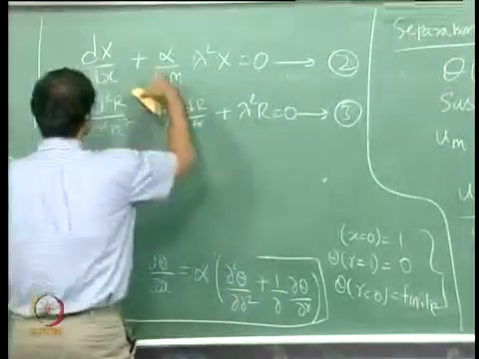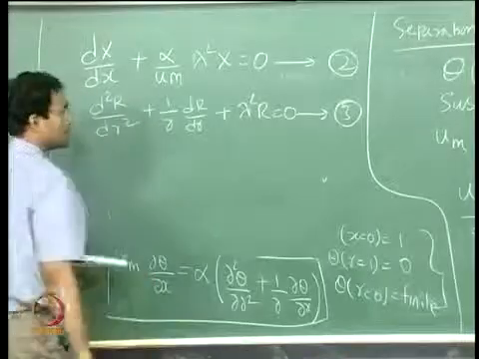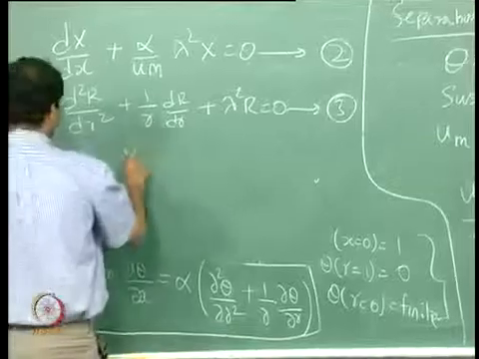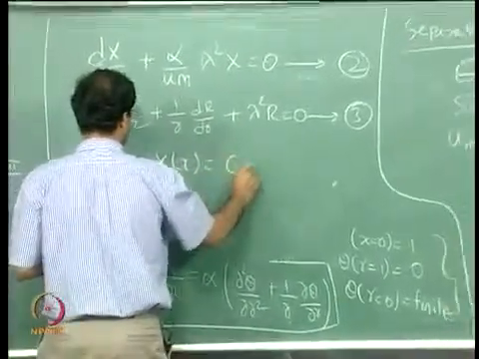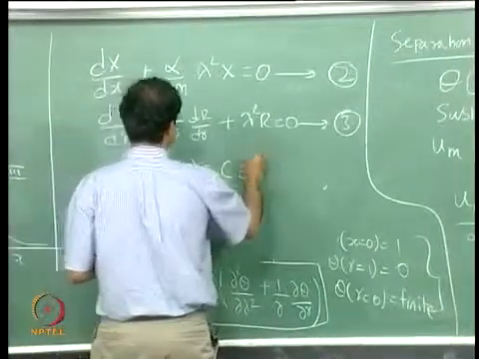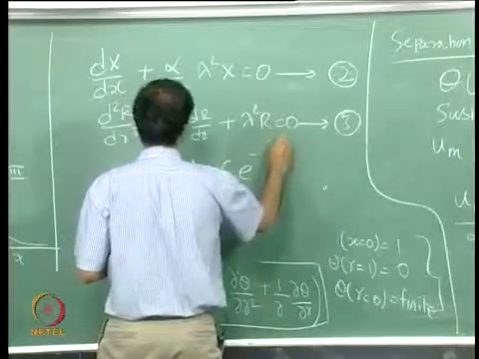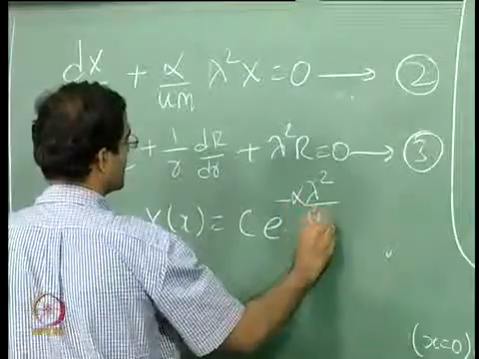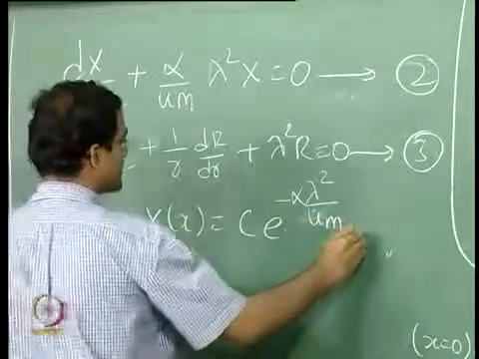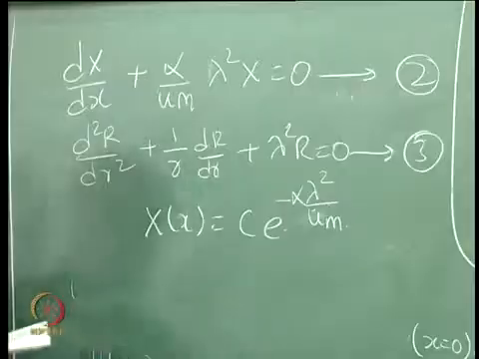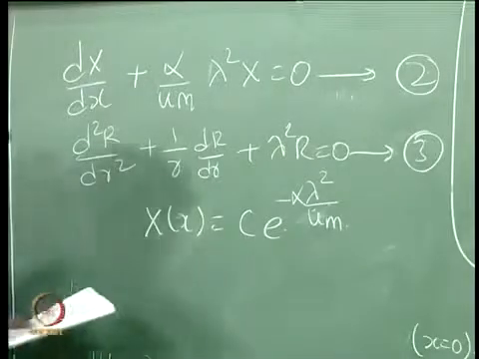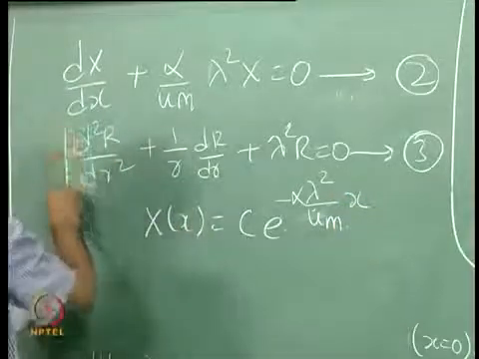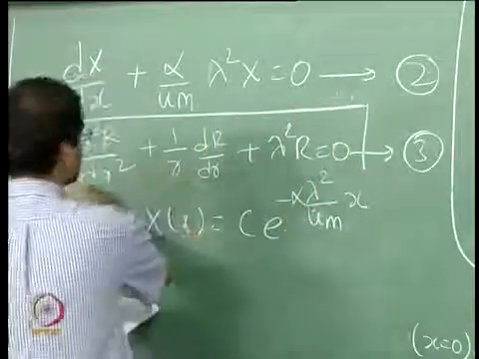Now what is the solution to the ODE number 2? It is an exponential solution. So X of x should be some constant into e power minus lambda square alpha x. So this is my solution with respect to x. The other solution is a solution to this ODE.